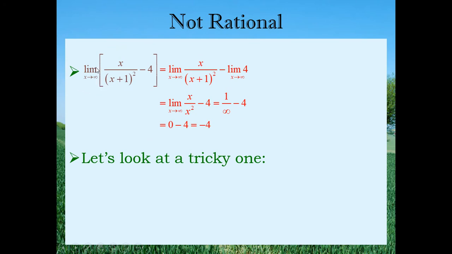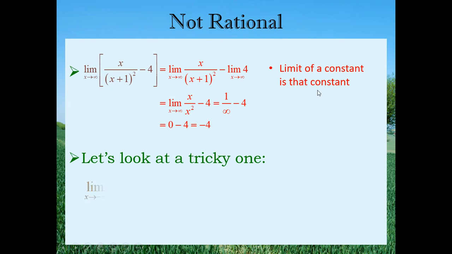What about something like this? I've got limit as x approaches infinity of x over x squared minus 4. Well, we're going to take these separately. So I've got this first one here, I've got x over an x squared, and here the limit as x approaches infinity of 4. It's just a constant. It stays 4, so minus 4. So here I've got 1 over infinity minus 4. Well, that's 0 minus 4, which is negative 4. All right, well, that's a little bit tricky here.